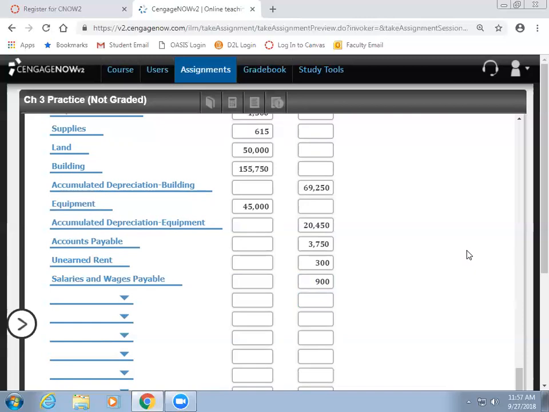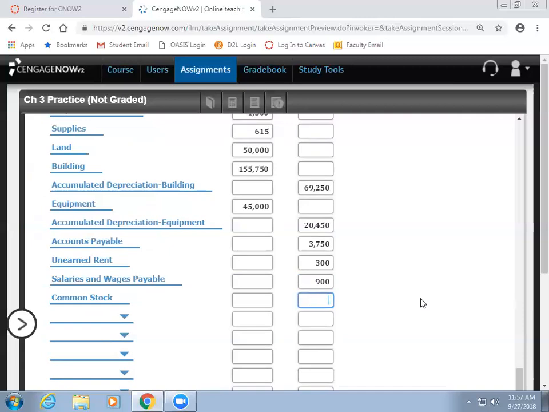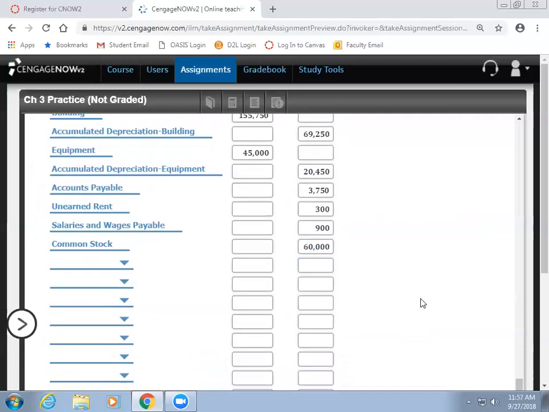Then we get into our equity accounts. We have common stock. Did anything happen to common stock? Nope. So it stays a $60,000 credit. We should never do any adjustments to it.